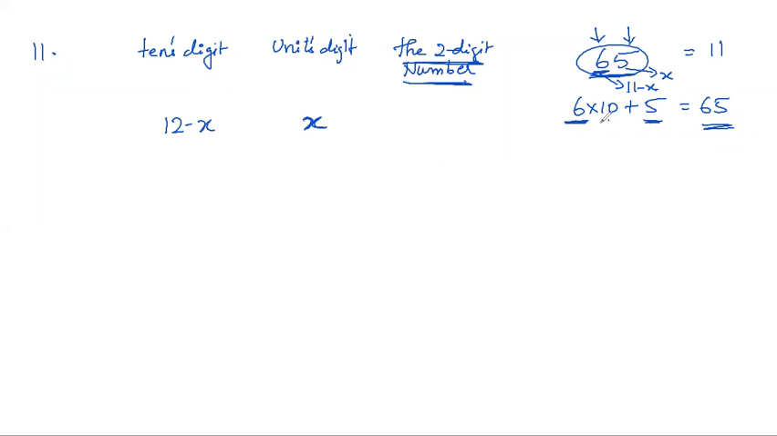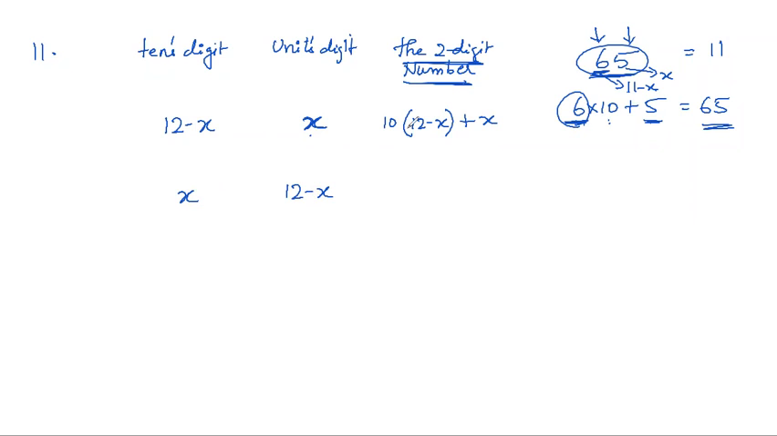Now, what will be the number? As I told you, the tens digit you have to multiply by 10. So 10 times 12 minus x plus the units digit, which is x. So this is the two-digit number. Now, they have given another scenario wherein they are reversing the digits. When I reverse the digits, what happens? Here I'll get x as the tens digit and the units digit will be 12 minus x. Getting it? So here the digits alone are reversed.